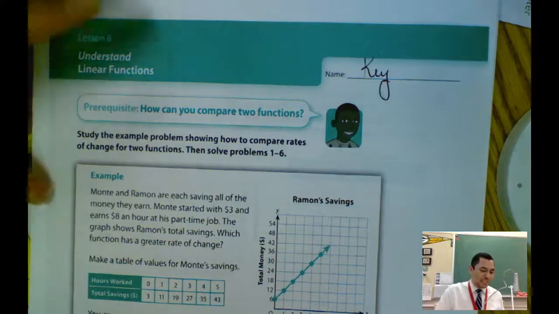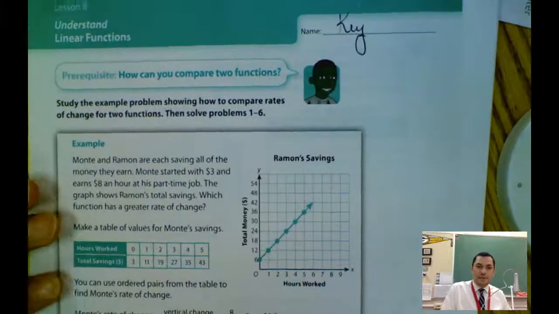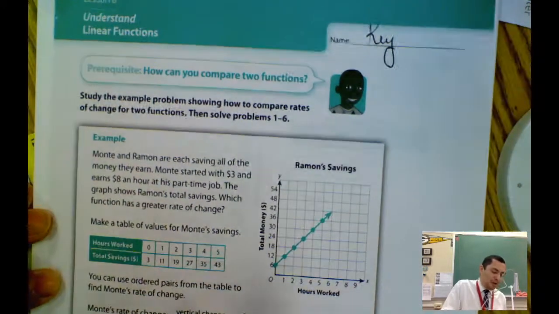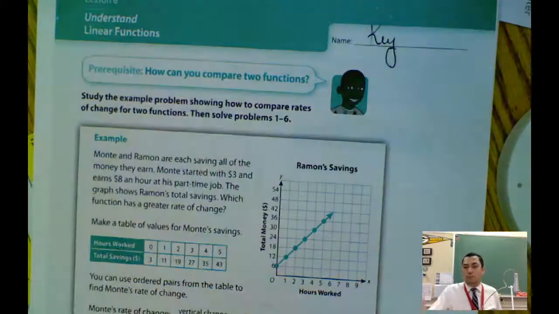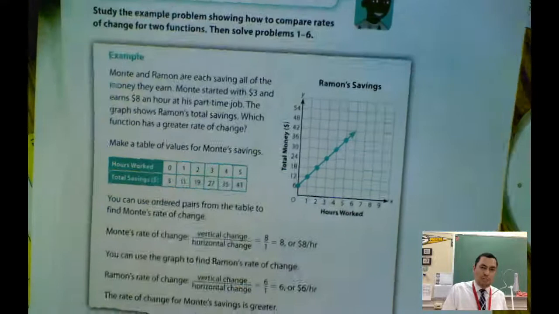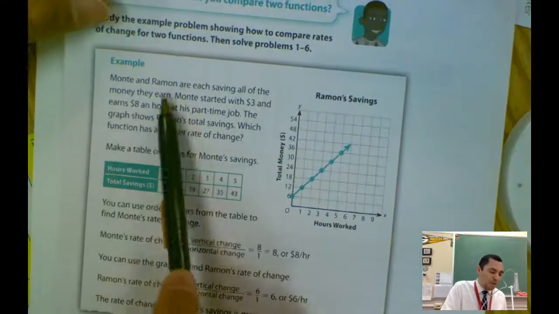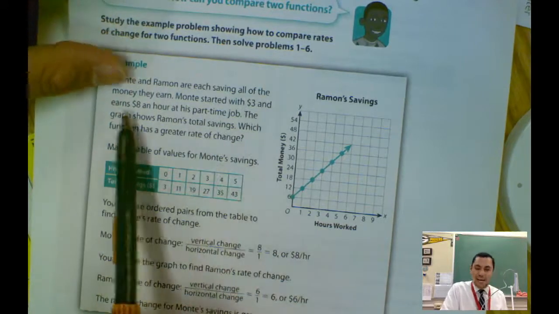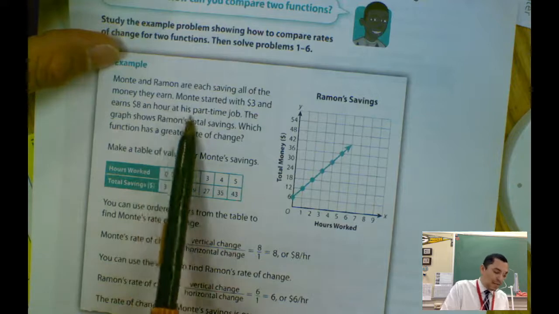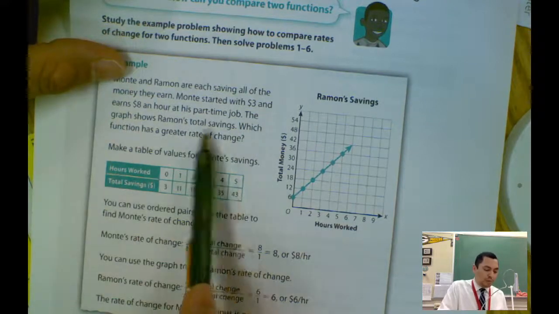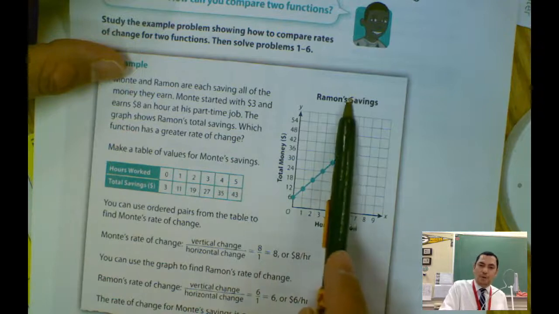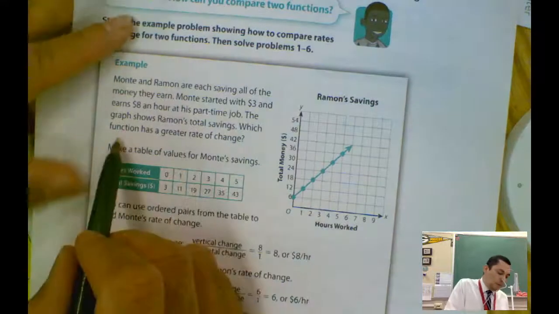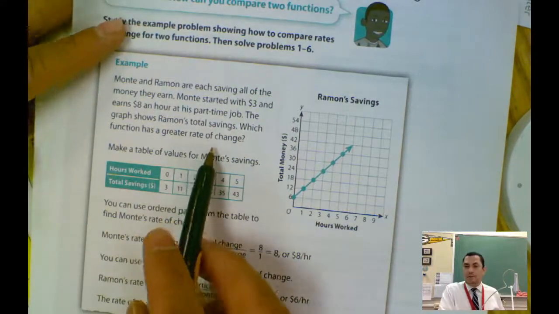Every time we have an example, on page 93, we're going to study the example, showing how to compare rates of change of two functions. Then solve problems 1 to 6, which is what we're going to do. So for example, Monty and Ramon are each saving all the money they earn. Monty started at $3 and earns $8 an hour at his part-time job. The graph shows Ramon's total savings. So we have this graph for Ramon and this information for Monty. Which function has the greater rate of change?